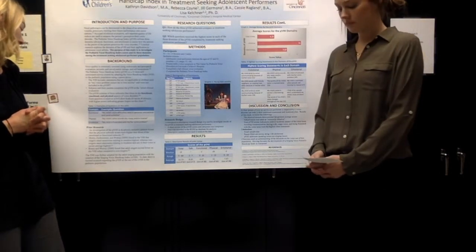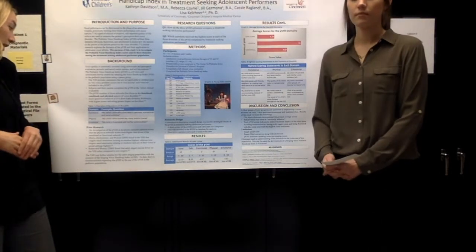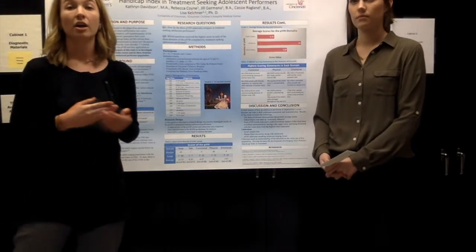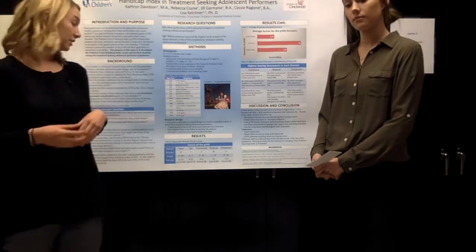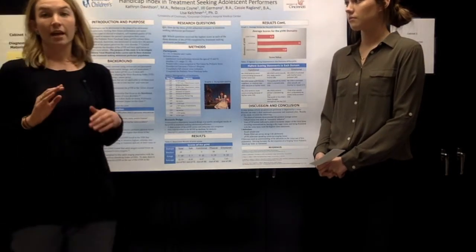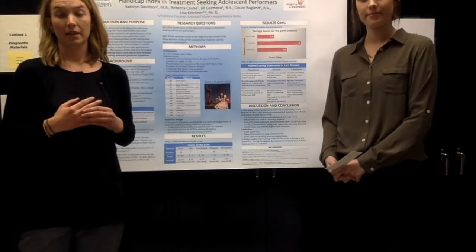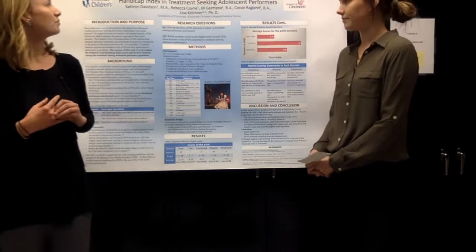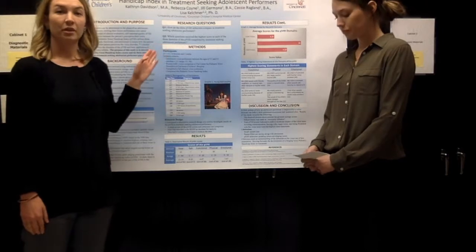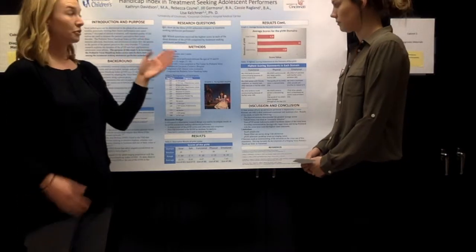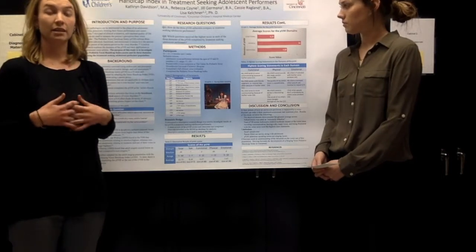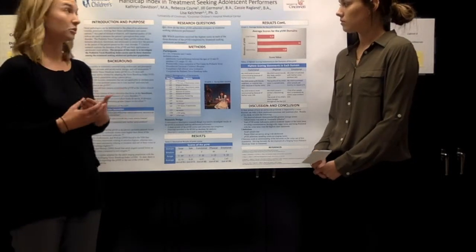So the VHI was then adapted into a singing VHI for adult singers, but there has not been a singing voice handicap index for the pediatric population so far. The research questions that we want to address in our poster are: how do the 3 different subscales compare in the treatment-seeking adolescent performers? So which ones were scored the highest?